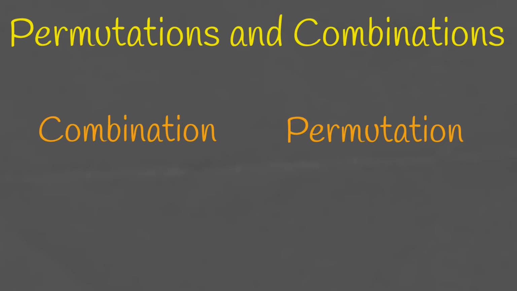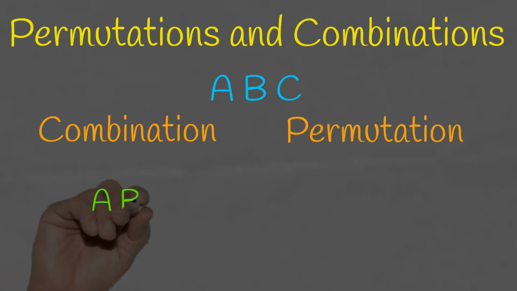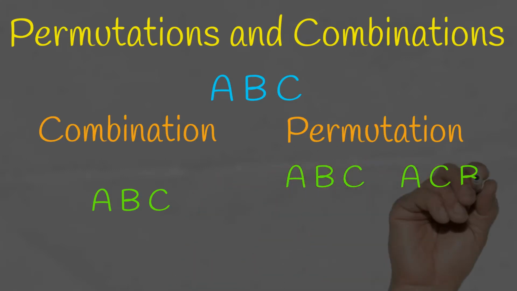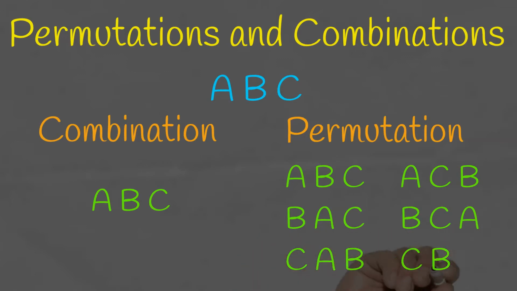Well, with a combination, it doesn't matter in which order the items are arranged. So, for instance, if we have three letters, A, B, C, there's only one combination of those three letters. However, with a permutation, the order matters. So there are 6 permutations of the letters A, B, C because we can arrange those letters in 6 different ways.